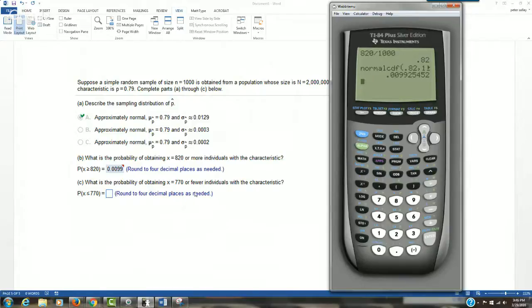And then I have to be aware for the last part that it's 770 divided by 1,000. So I have to compare a probability of 0.77 to the 0.79. So when I do norm CDF, 0.77 with 0.79, everything else is the same. Negative infinity on the lower end, and upper's 0.77. All right, and so there we go. That should be your answer.